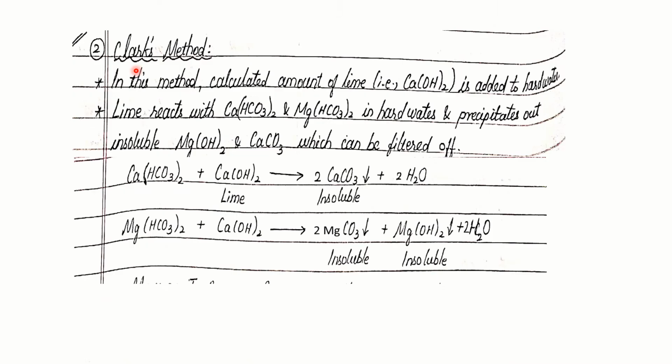The next important method which can be used to remove temporary hardness of water is Clark's method. In this method, a calculated amount of lime, that is calcium hydroxide, is added to hard water. The calcium hydrogen carbonate and magnesium hydrogen carbonate present in the temporary hard water react with lime to form insoluble calcium carbonate and magnesium carbonate respectively, which can be filtered off, and the filtrate will be soft water.